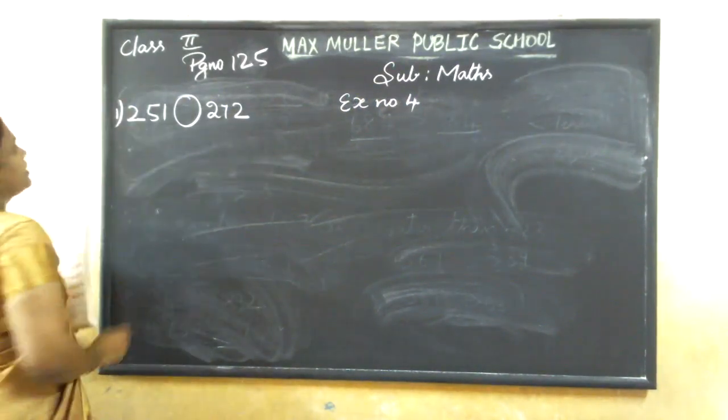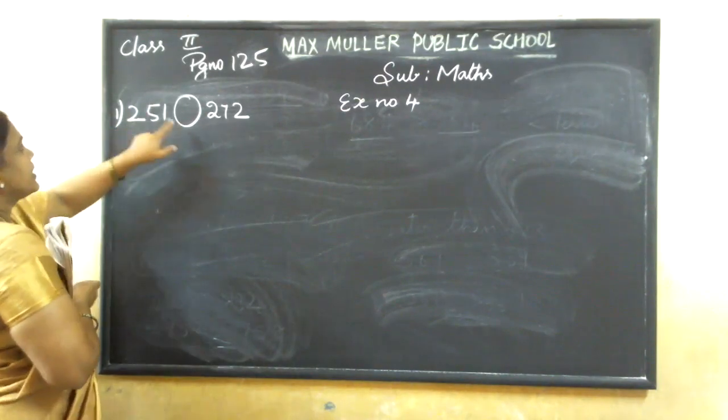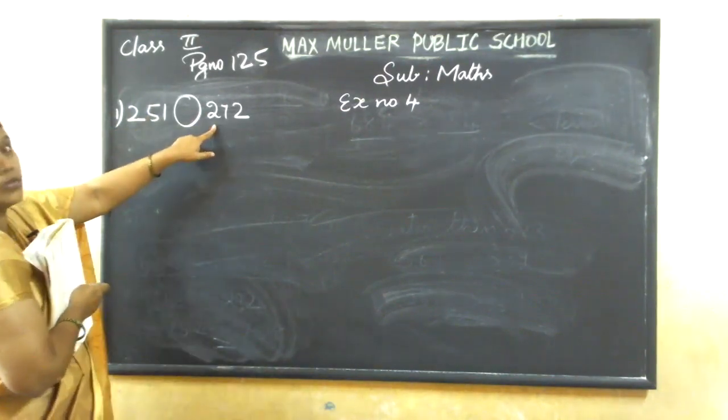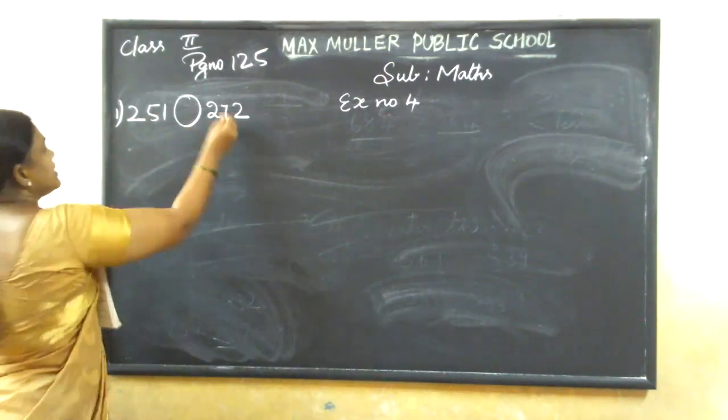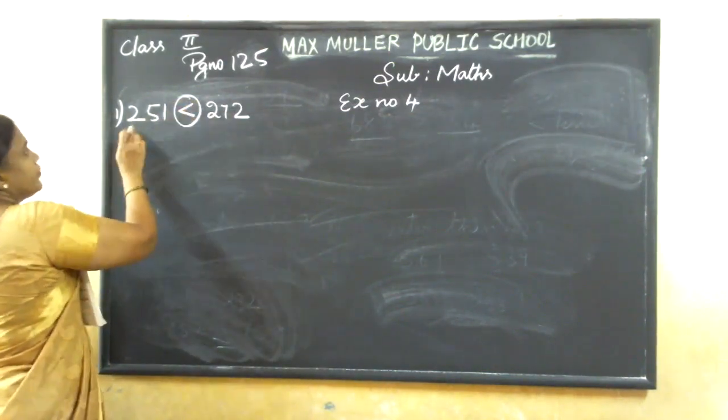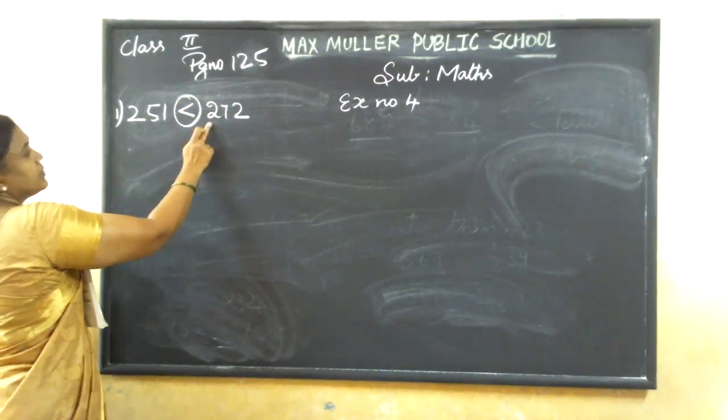First one, this one. See, in the hundreds place 2 is there, here also 2. So you will go to the tens place. 5 is there, 7 is there. Which one is greater? 7 is greater. So 251 is lesser than 272.